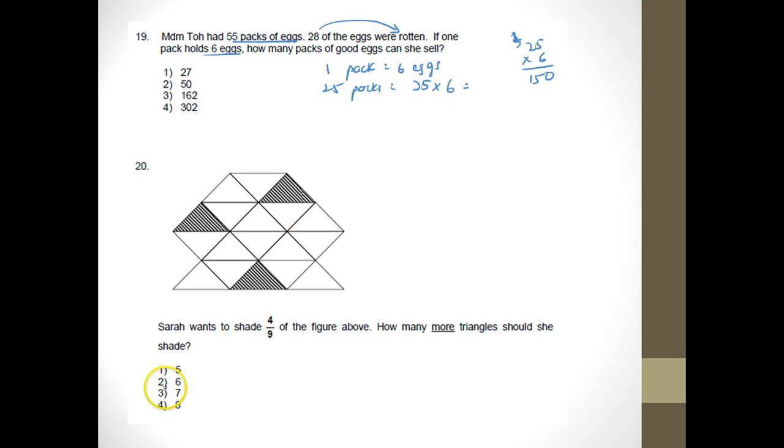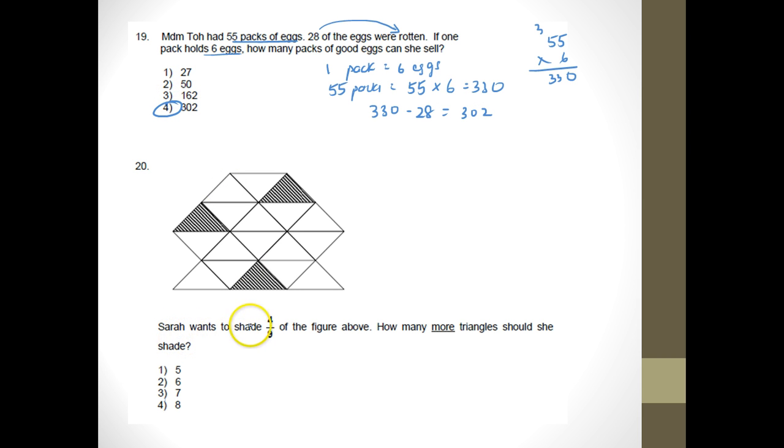Oh, I'm sorry, there is a mistake here. It is not 25 but 55. So 55 packs will be 55 times 6, 330 eggs. 28 of them were rotten. How many good eggs were there? So you take 330 minus 28. My answer will be 302 good eggs.